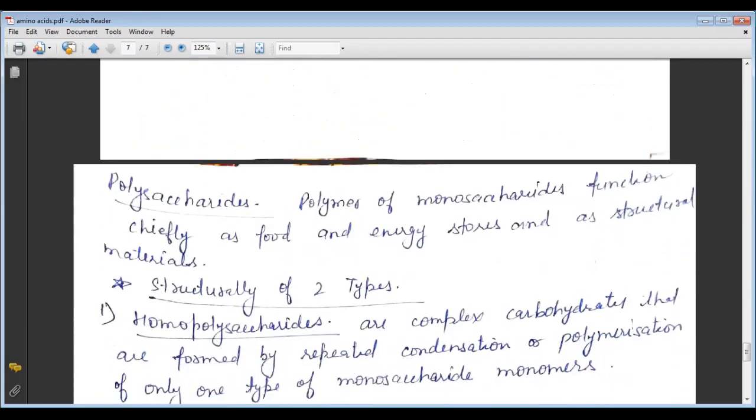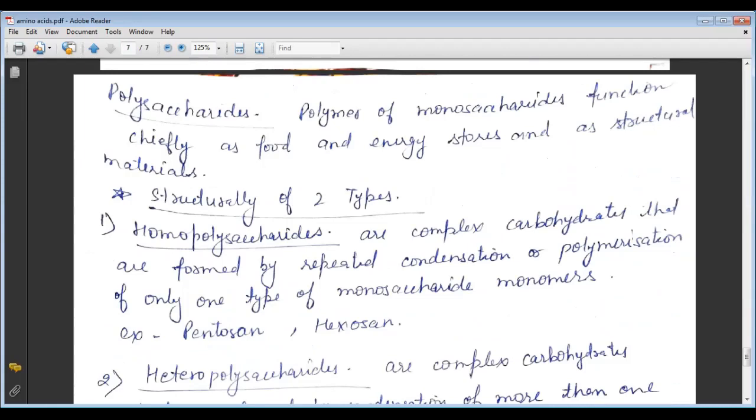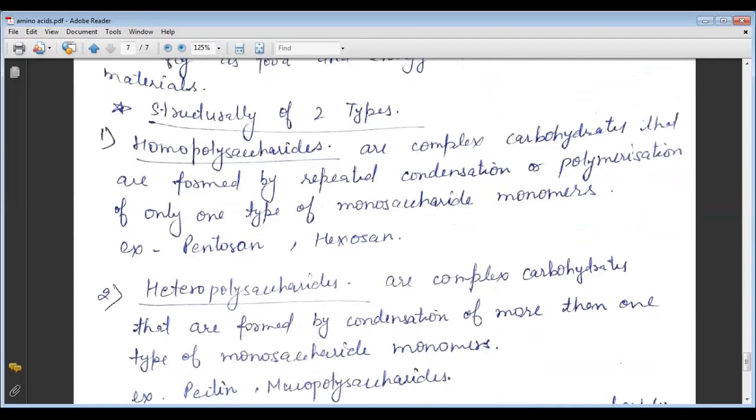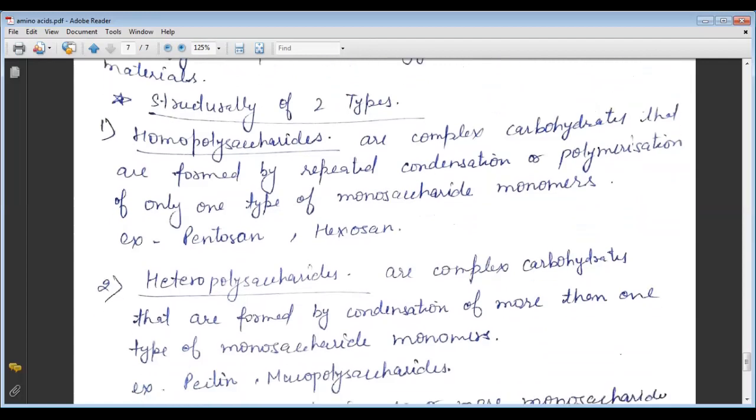Now another type of saccharides is the polysaccharides. Polysaccharides are polymers of monosaccharides, meaning many monosaccharides get added together. Their functions chiefly are as food and energy store and as structural materials. Structurally these are of two types: homopolysaccharides and heteropolysaccharides.